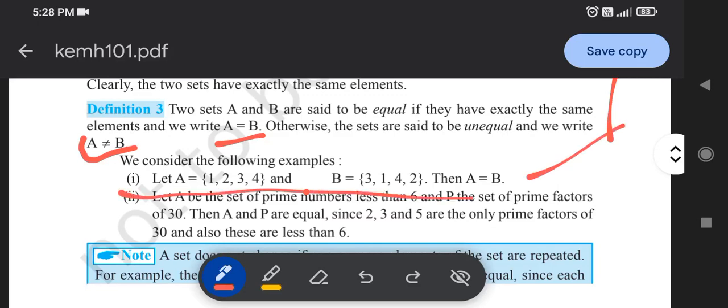Example, we consider the following. Let A is equal to open brace 1 comma 2 comma 3 comma 4, and B is equal to open brace 3 comma 1 comma 4 comma 2. Then A is equal to B.